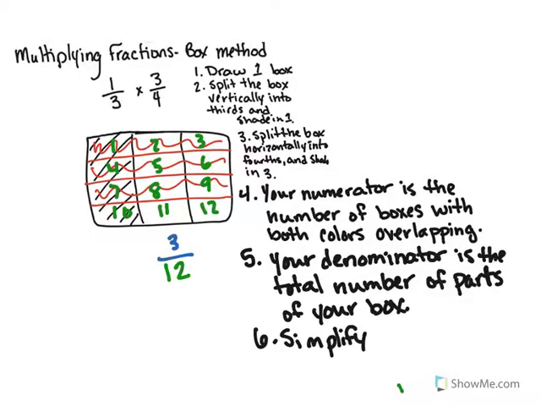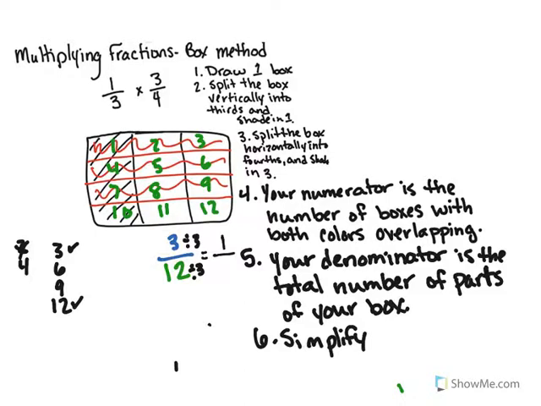Now, when we simplify, we need to know what number goes into our numerator and into our denominator. Now, I could start with 2. Oh, 2 doesn't go into 3 evenly. So 2 doesn't work. Now let's try 3. 3 goes into 3, so that works. 3, 6, 9, 12. Oh, 3 goes into 12 as well. So I can divide my numerator and denominator by 3.